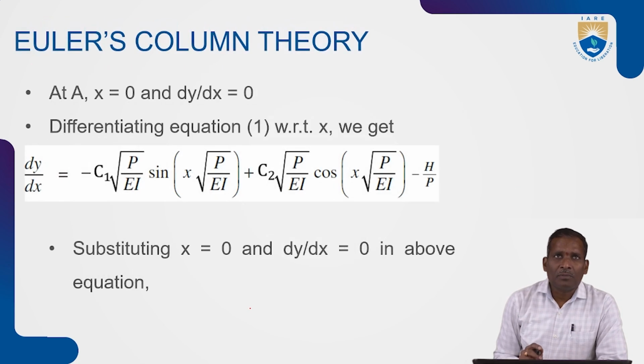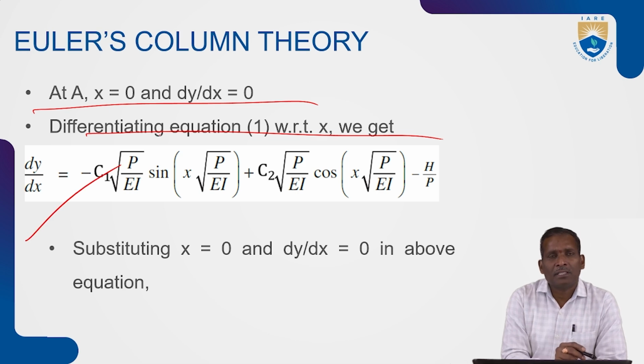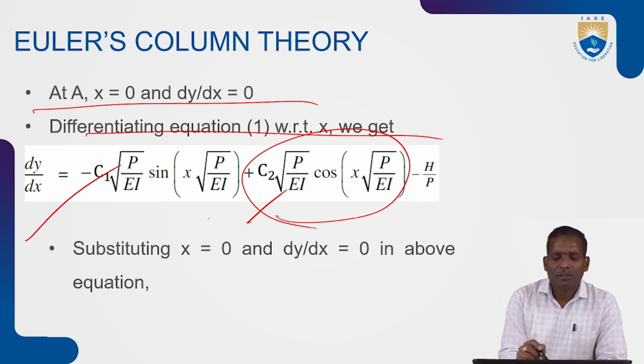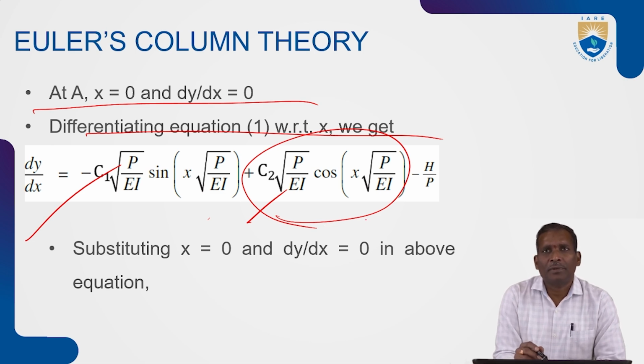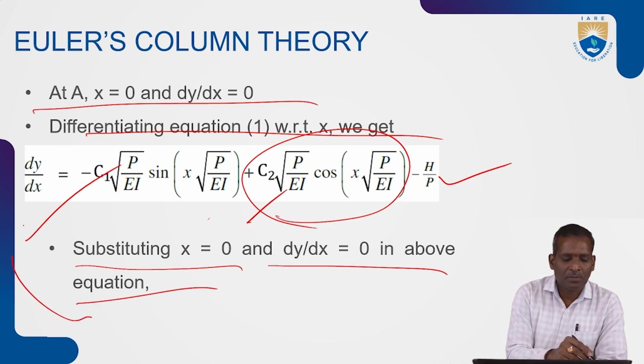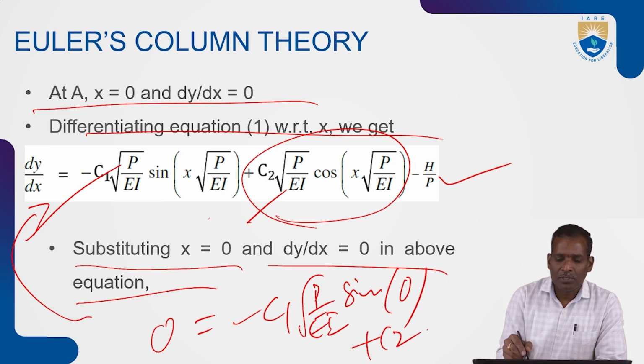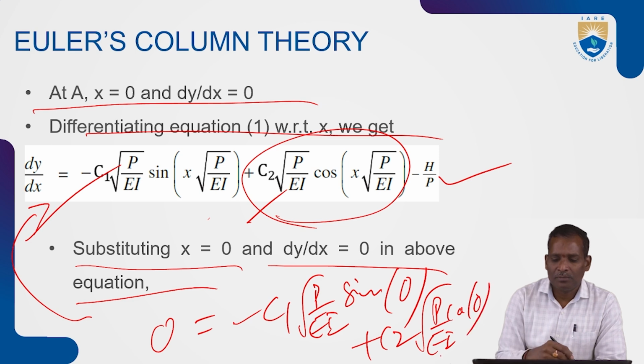Now differentiating the first equation, at x equal to 0 and dy by dx equal to 0, we get dy by dx equal to minus C1 into square root of P by EI into sin x into square root of P by EI plus C2 into square root of P by EI into cos x into square root of P by EI minus H by P. After substituting x equal to 0 and dy by dx equal to 0 in this equation, we get C1 term with P by EI into sin 0 plus C2 square root of P by EI into cos 0 minus H by P.